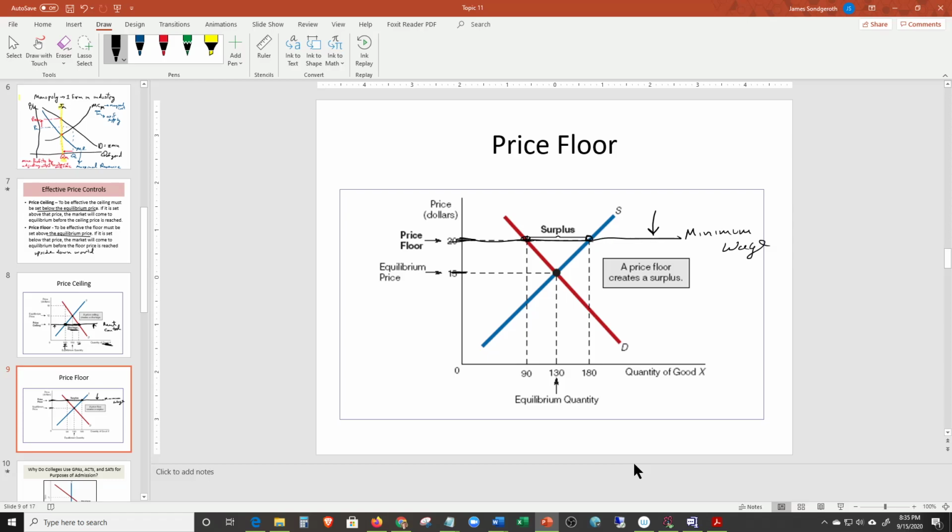So if you raise it to 15 and it was 13, in other words, if we have the wage here, and this is 13 and this is 15, you're probably not going to have that big of a surplus, if any at all, because the demand and supply curves are much more steeply sloped. But still, economists are generally not so much in favor of these.